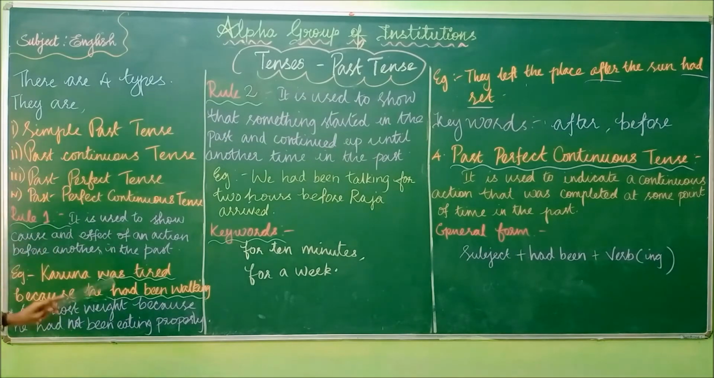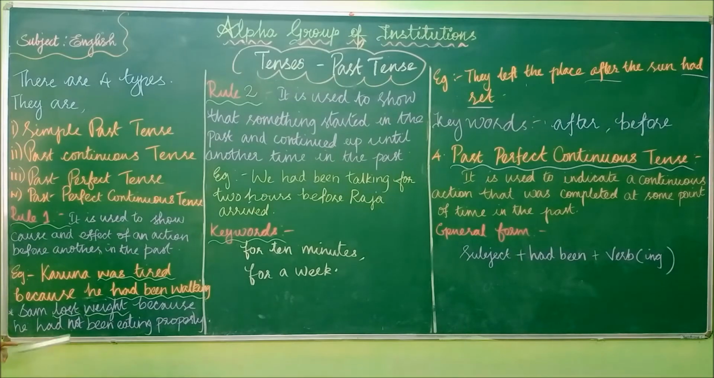So the effect is given in simple past. See the next example. Sam lost weight because he had not been eating properly. So there are two actions. Sam lost weight. Weight is the object here. Lost is the verb that we have here, simple past tense.